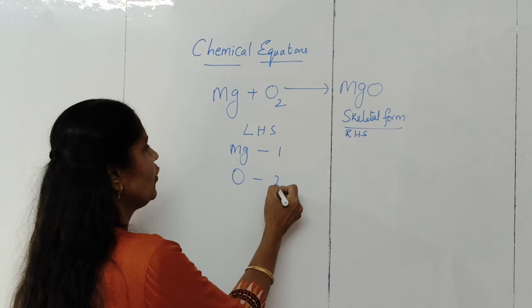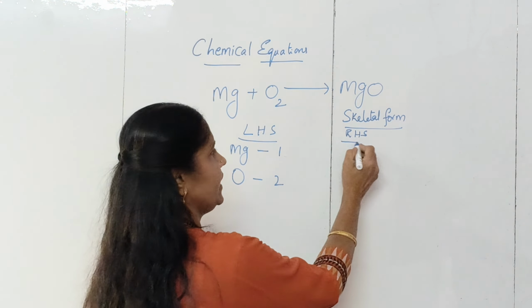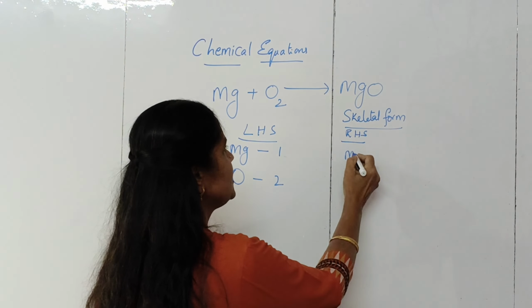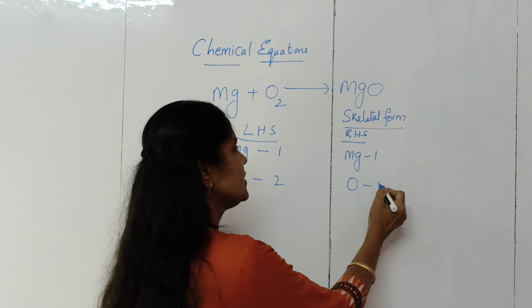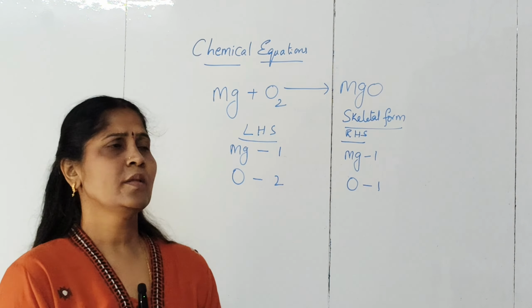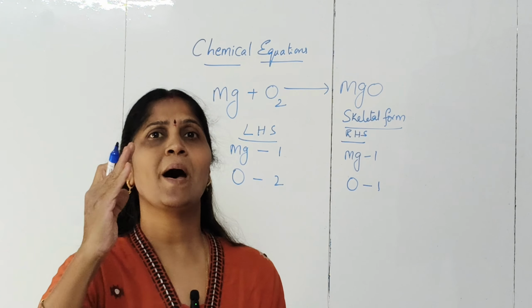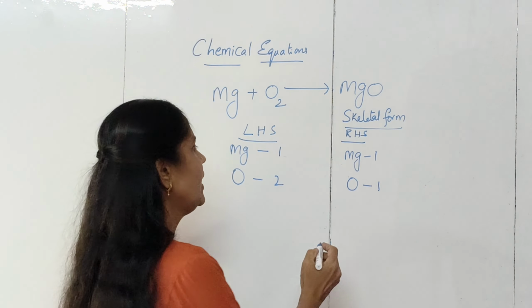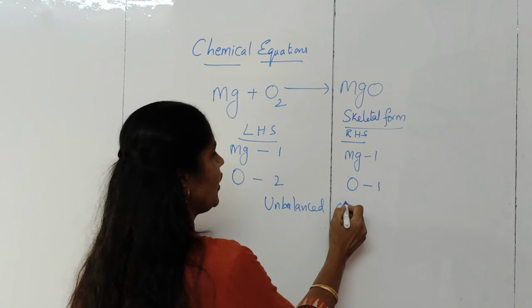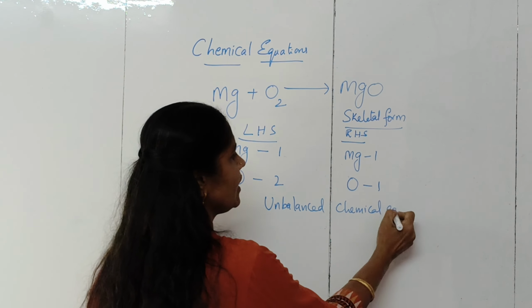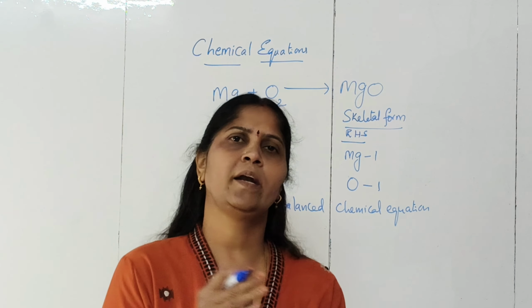Oxygen, if you see, there are two atoms on the left hand side, on the reactant side. Whereas on the product side, towards the right hand side, we have magnesium as 1, and how many oxygen are present? Oxygen is also 1. So this type of equation is the skeletal form of chemical equation, or it is called an unbalanced chemical equation. What is an unbalanced chemical equation? As you can see, the number of atoms on the left hand side is not equal to the number of atoms on the right hand side.